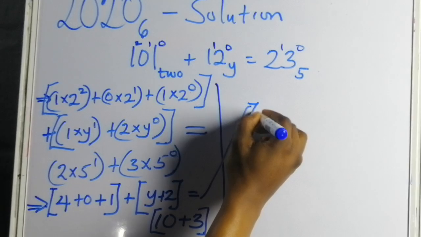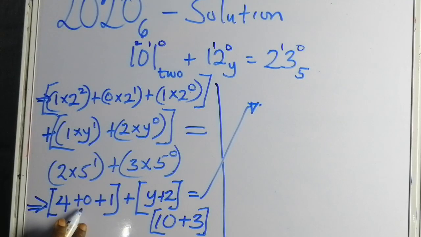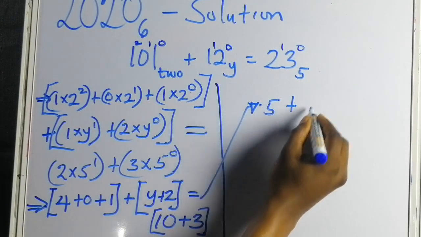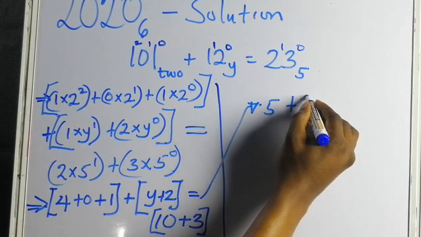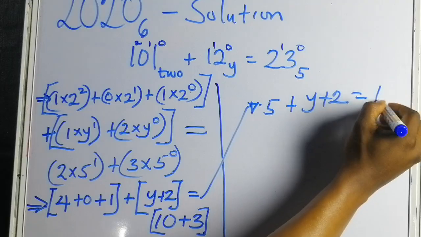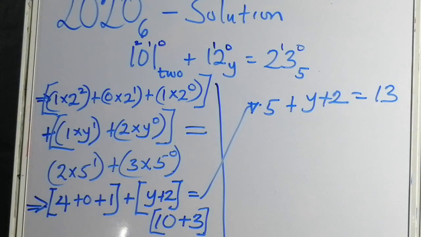So you can come here and continue it. 4 plus 0, 4 plus 1, that is 5. Plus, this is y plus 2. You need to write it out: y plus 2. You can't add them, this is alphabet, this is figure. You can't add them, so you write it out. 10 plus 3, that's 13. You see now? Very simple.